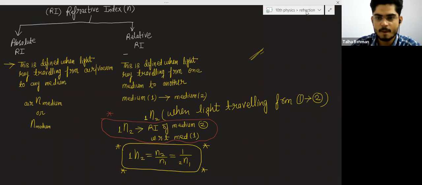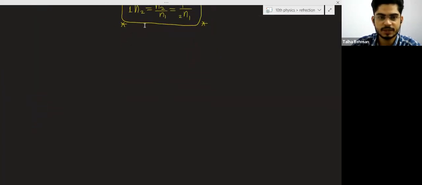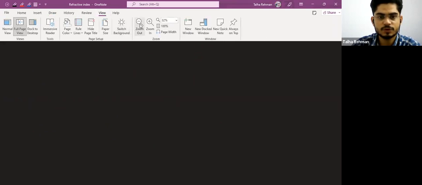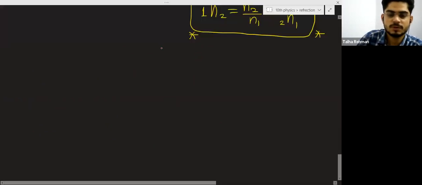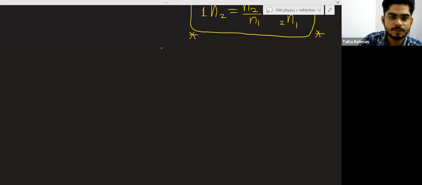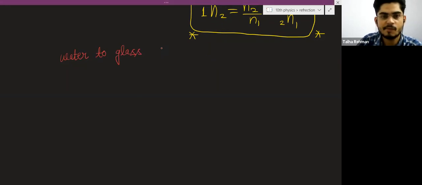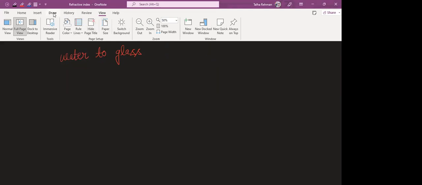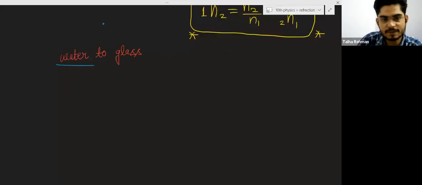So now, I am checking whether you have understood or not. Suppose the light ray is traveling from water to glass. Azaan, are you okay with this red color? Yes, sir. No problem. So suppose the light is traveling from water to glass. How will you represent the refractive index? First you will write N. The light is traveling from water to glass, so on the left side you will write water.